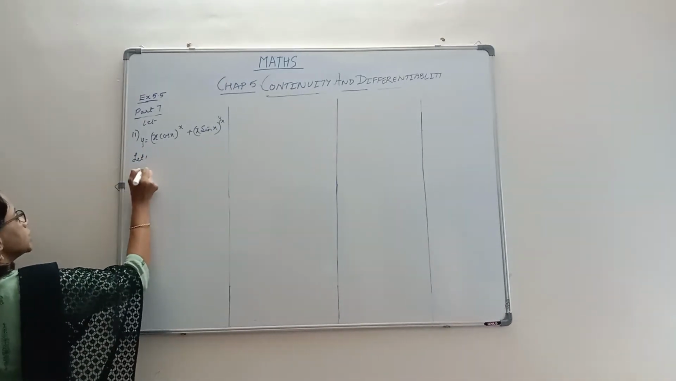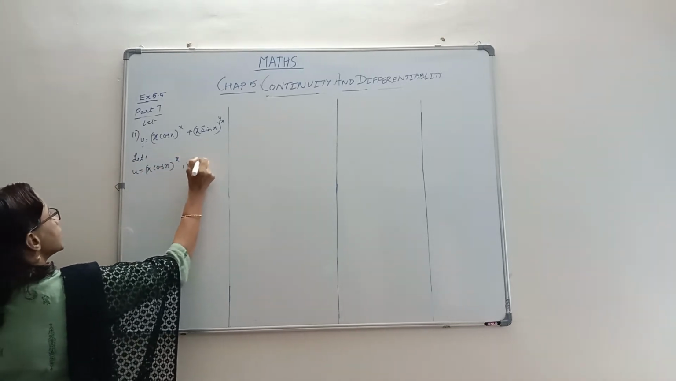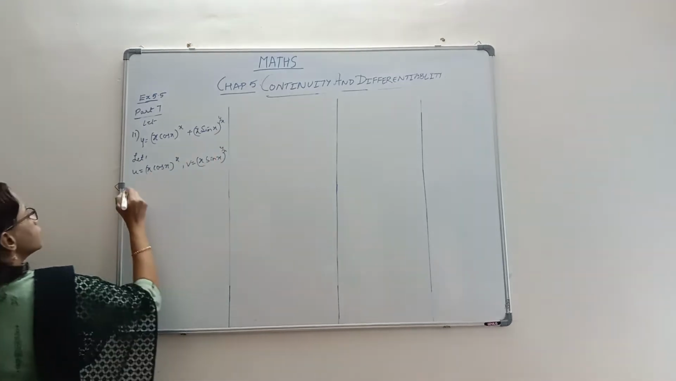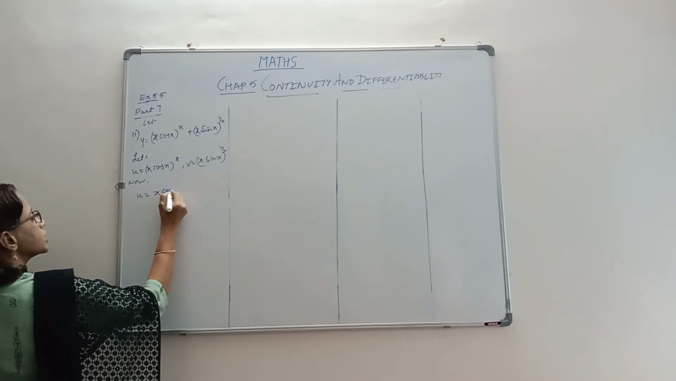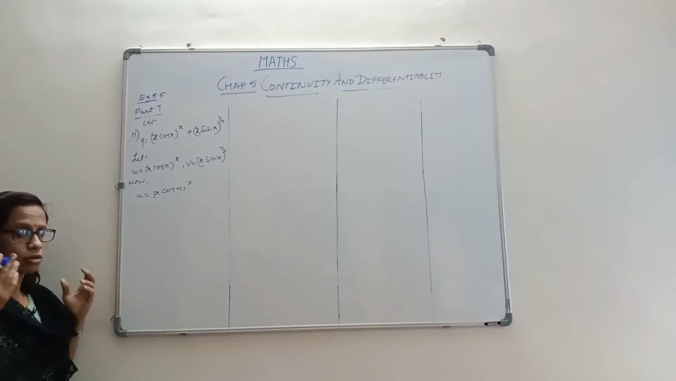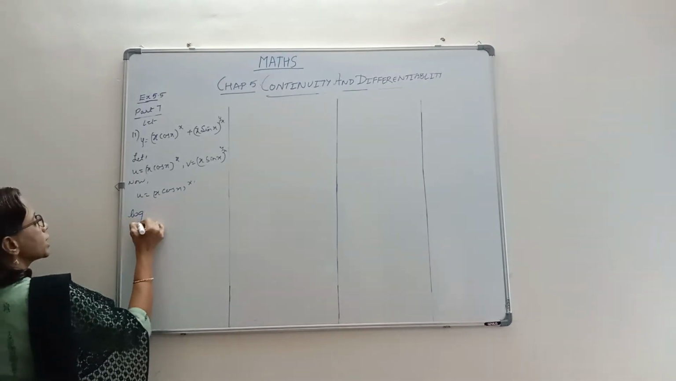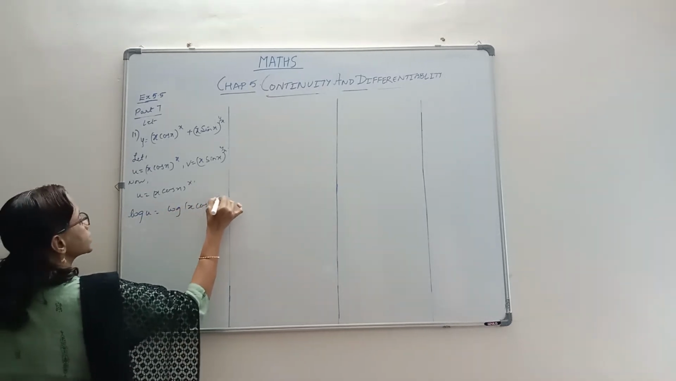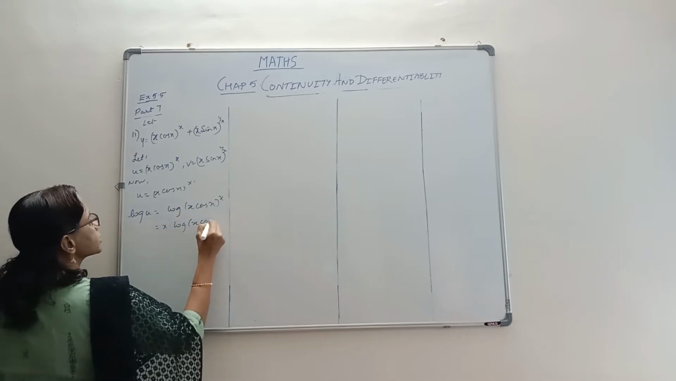Let u be (x cos x) raised to x and v be (x sin x) raised to 1 by x. As always, we will first start with u, which is (x cos x) raised to x. Now because it's a function raised to function, taking logarithm is the only option that we have. So we are going to take the logs on both sides. Log u equal to log of (x cos x) raised to x. That is as good as writing x times log(x cos x).